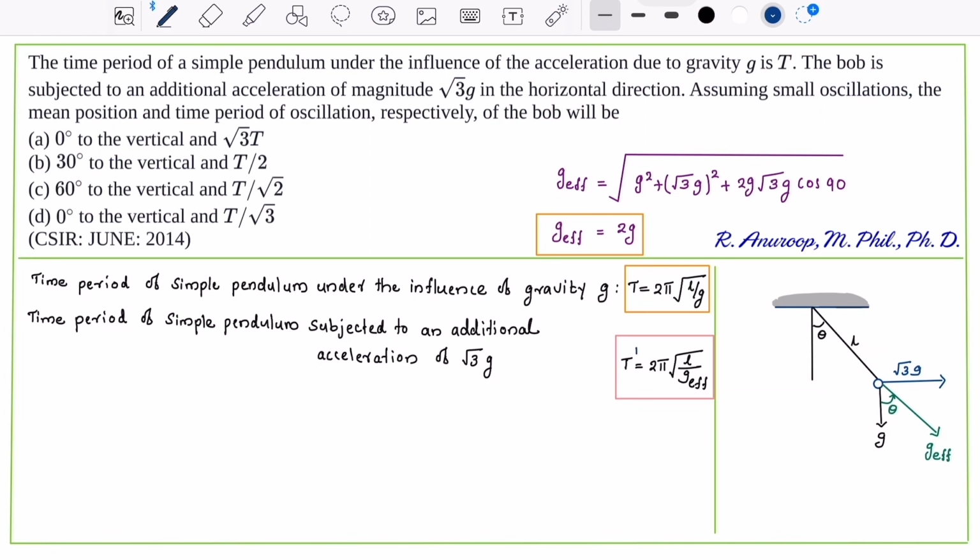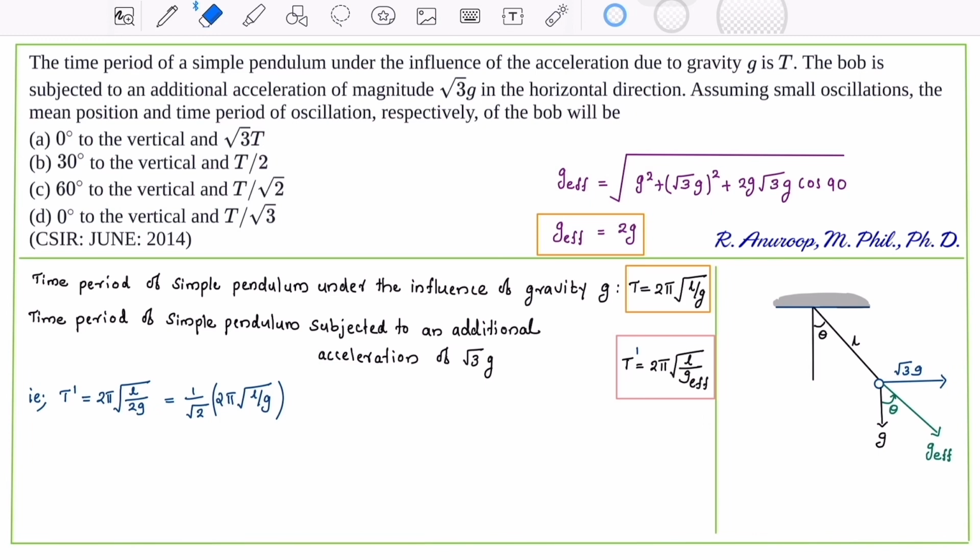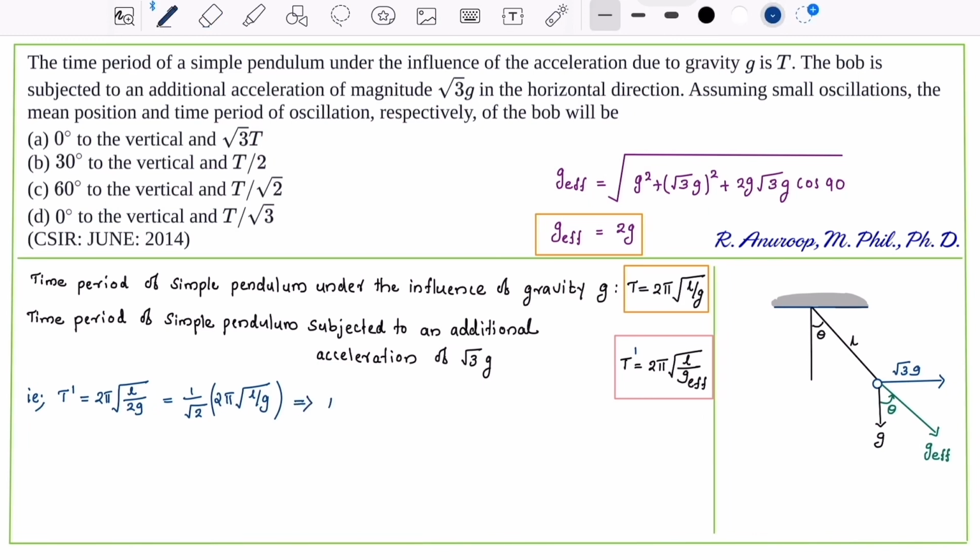Therefore, the time period of the simple pendulum subjected to an additional acceleration of root 3g is T dash equal to 2 pi into root of L by 2g, that is 1 by root 2 into 2 pi into root of L by g. Now we have T equal to 2 pi into root of L by g. Therefore, we can write T dash is equal to T by root 2. This is the expression for the time period of a simple pendulum which is subjected to an additional acceleration of root 3g in the horizontal direction.